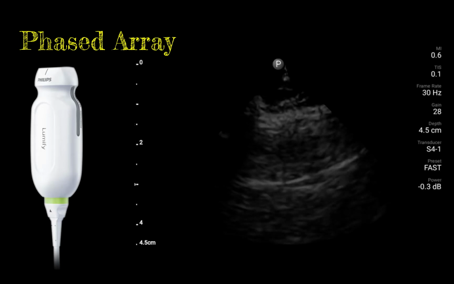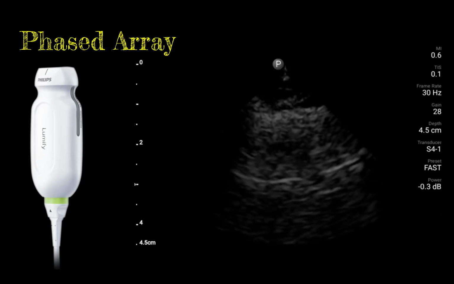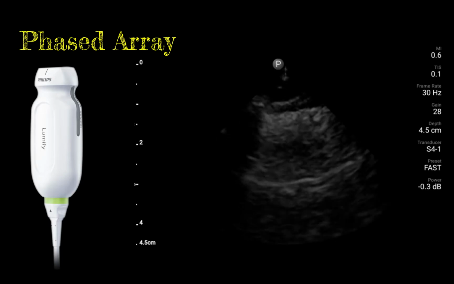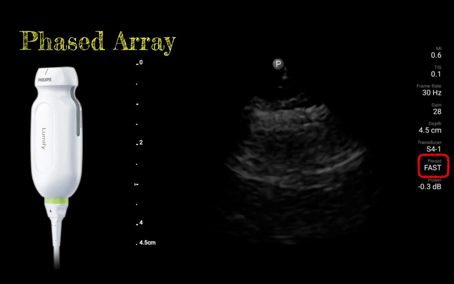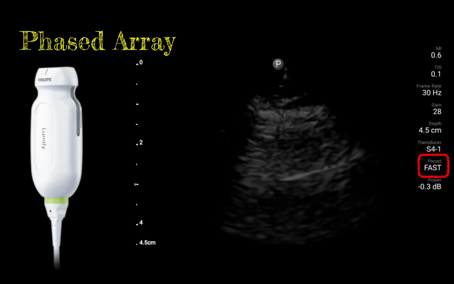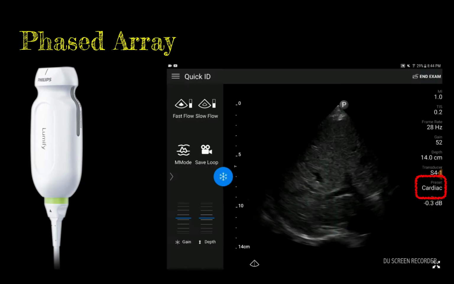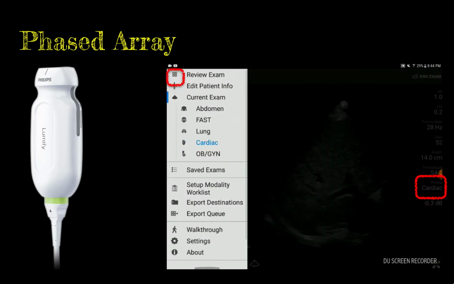Now occasionally, especially in very thin patients, the probe will have a hard time focusing on that very superficial pleural line. Recall that we've been doing most of our exams in the fast mode when you first turn on the machine. However, you can go to the upper left-hand menu here and select lung for the lung exam.